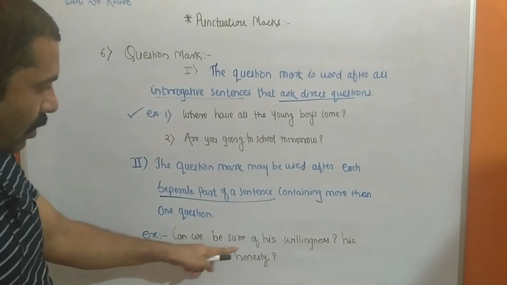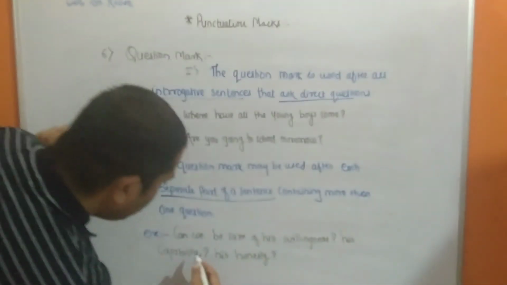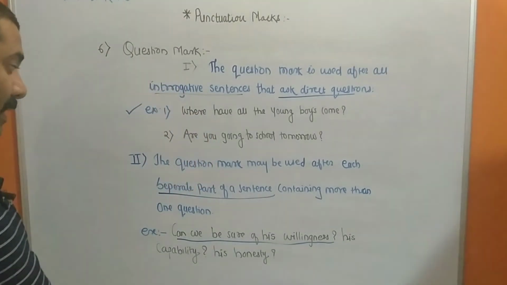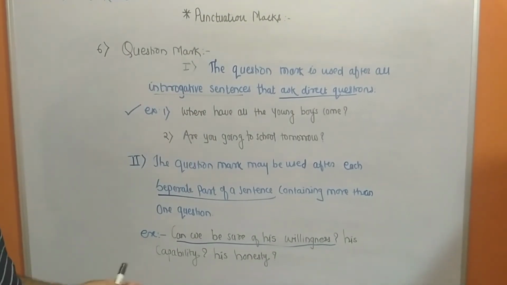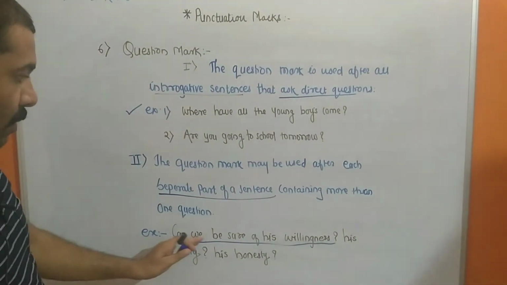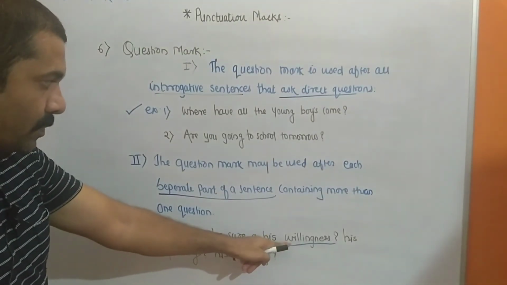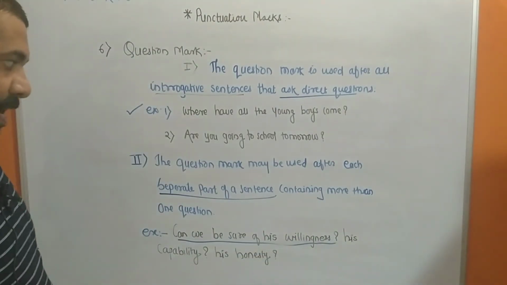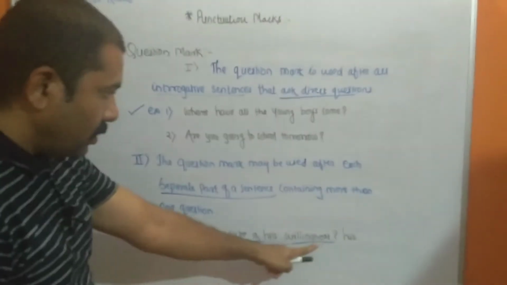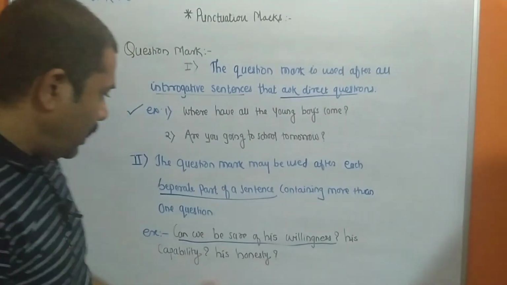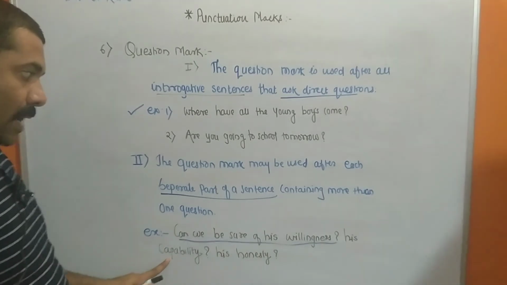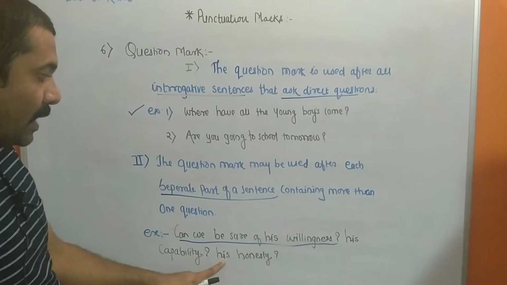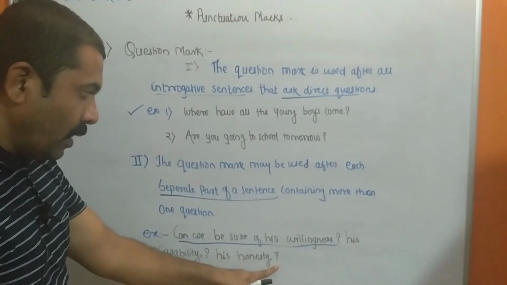Can we be sure of his willingness? Here is the possibility. We don't know, but can we be sure? Then we don't know about his willingness, whether he is ready or not. So we put the question mark. Then his capability. What is the capability of this person? We don't know. Then we put the question mark. His honesty? Then we put the question mark.